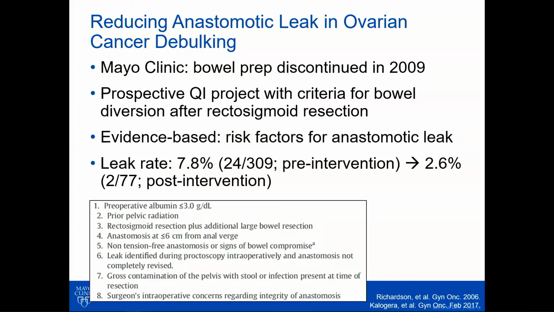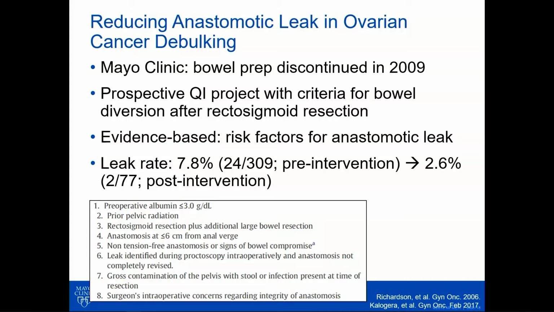We did do a prospective quality improvement project, recognizing that we needed to do something to decrease the rate of anastomotic leaks. We were sitting at about 8%, which just felt like we had some room for improvement. And so Dr. Carrie Langstrat led a prospective quality improvement project that implemented criteria for when to divert after a rectosigmoid resection. You can see the list there.